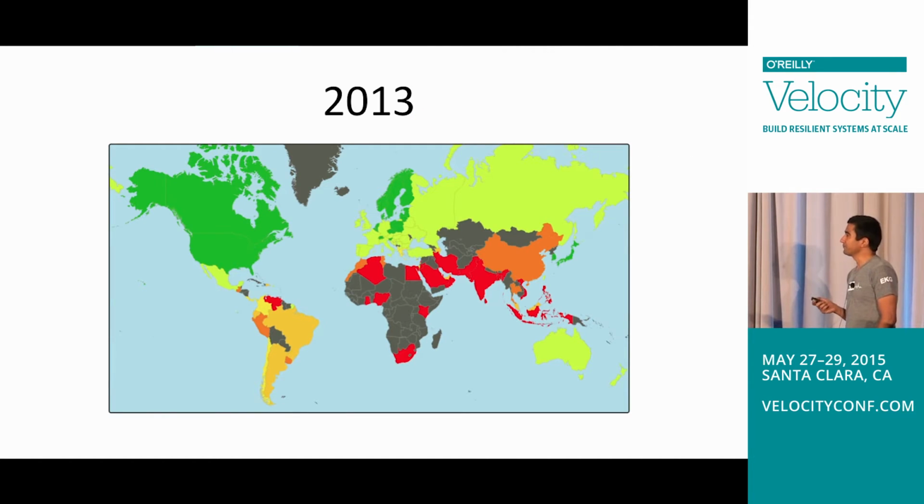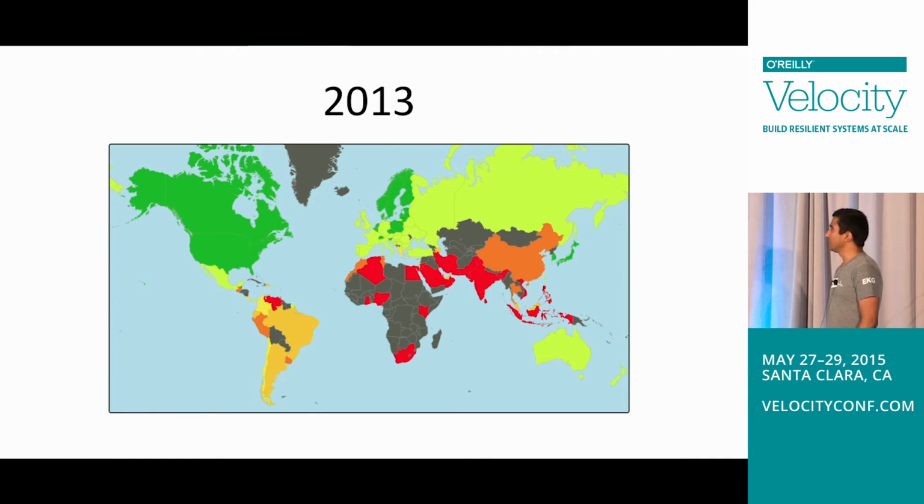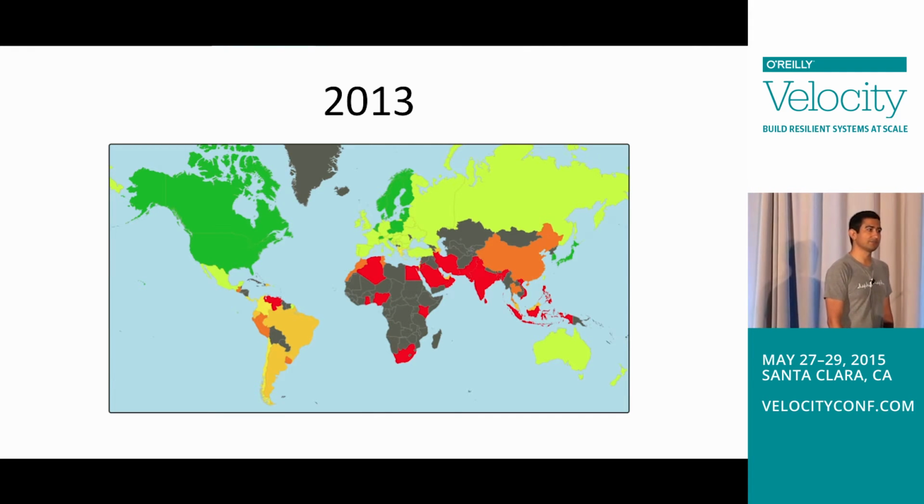This was 2013. This is how LinkedIn's performance looked across the world. Green is good, red is bad, black is really, really bad. As you can see, North America was pretty good. Most of it is green. Europe was also decent, green, yellow. But we really were not doing well in South America. It is all orange and red. And we're really not doing well in Asia and Africa in 2013.